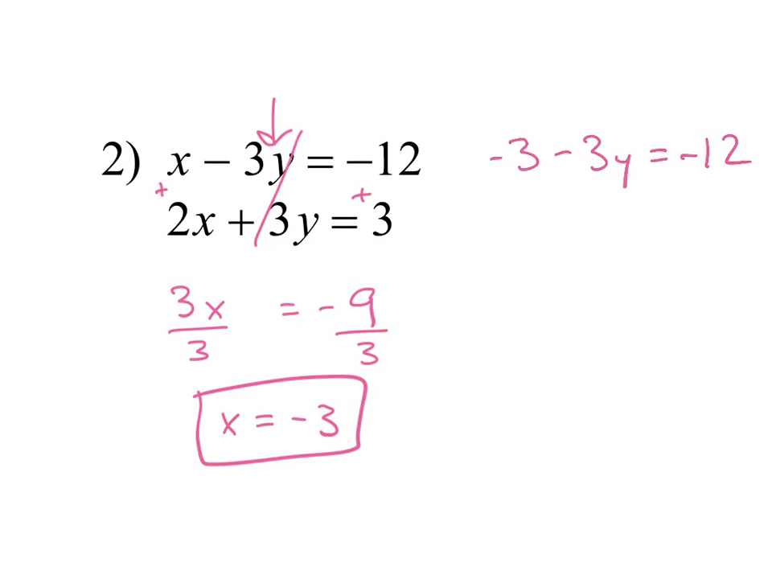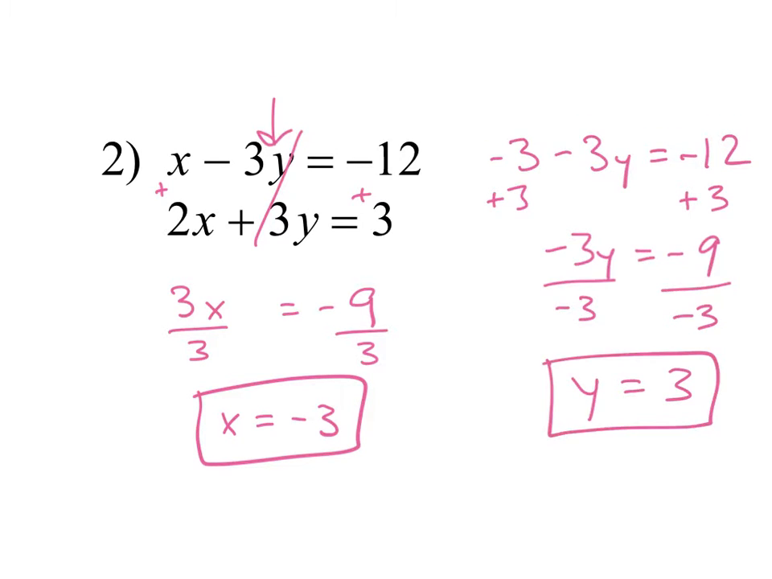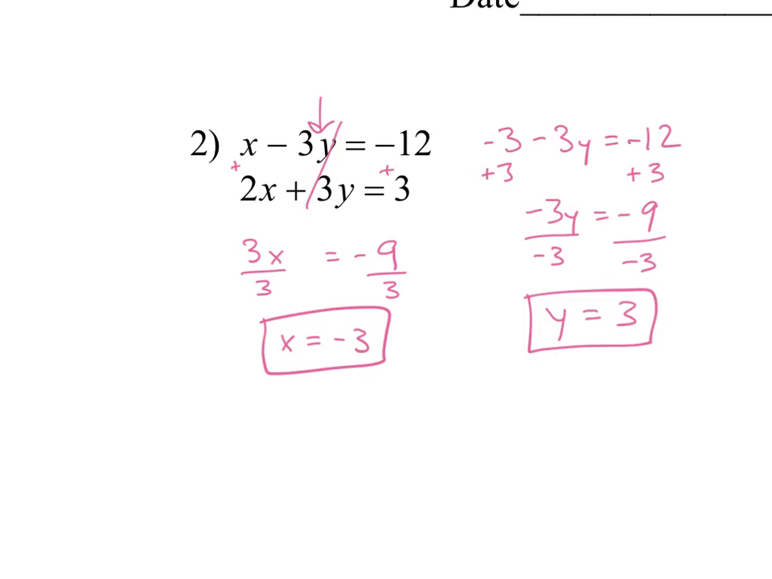So now to solve for y, we add 3 to both sides. So we get negative 3y is equal to negative 9. And then we divide by negative 3. So what do we get for y? 3. Awesome. Any questions here?